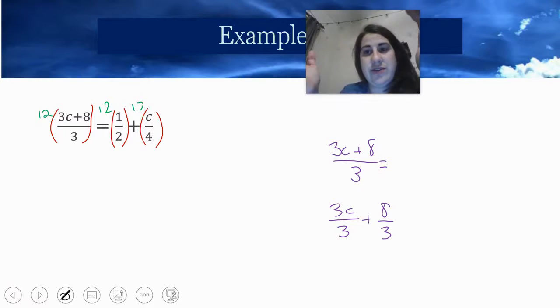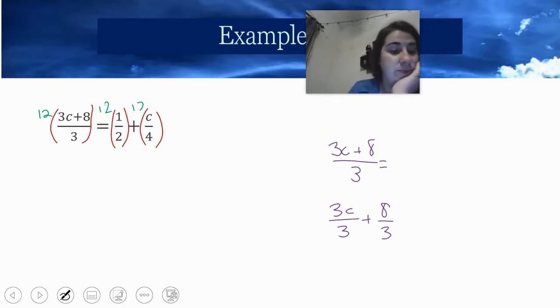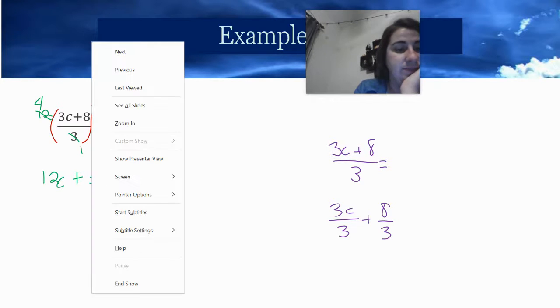Right? So it's actually 2 different terms, which means that we have to multiply the 12 by each term in the side. Okay? So let's do this. 12 and 3, they get reduced to 4 and 1. So 4 times 3c gives me 12c. 4 times positive 8 gives me 32.